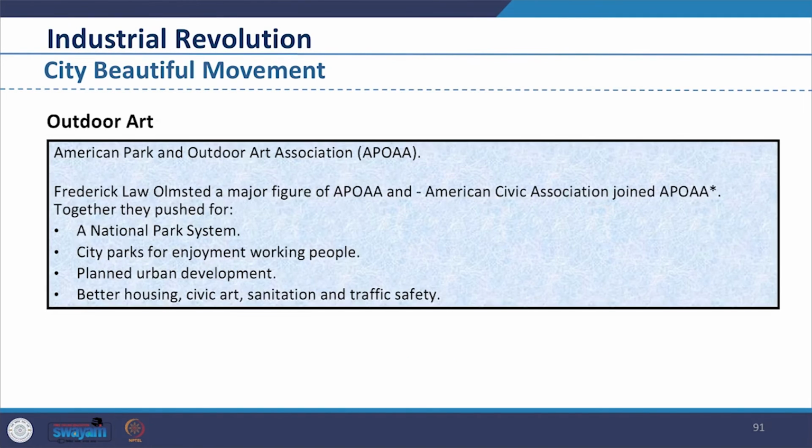The other component which we see is outdoor art. This was led by the American Park and Outdoor Art Association, a national park system that built parks particularly in the city for the enjoyment of the working people. It was planned urban development for better housing, civic art, sanitation, and traffic and safety.